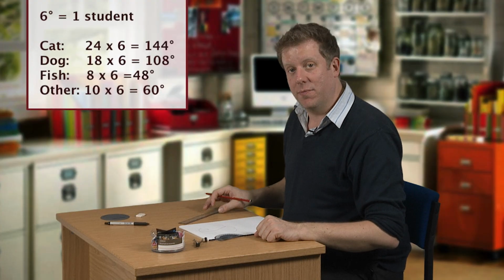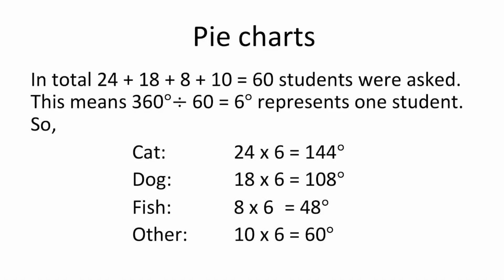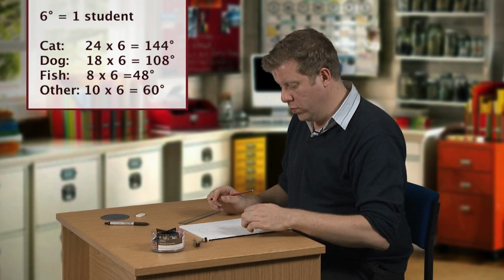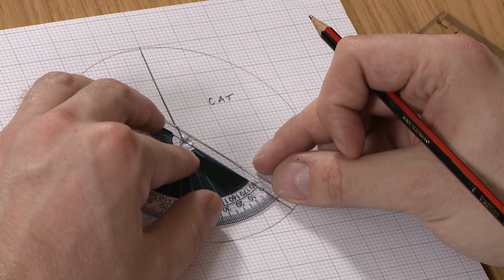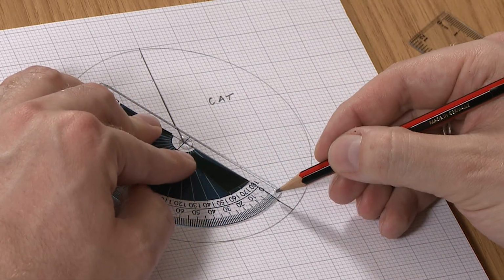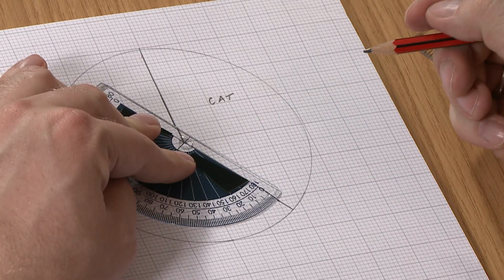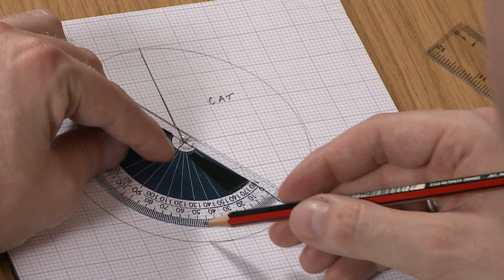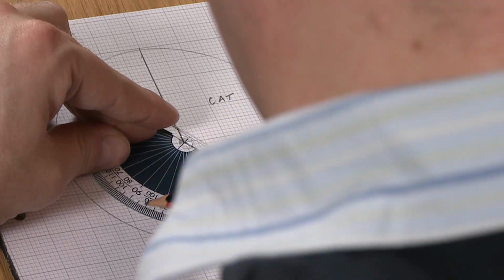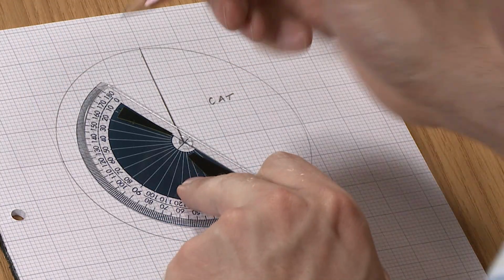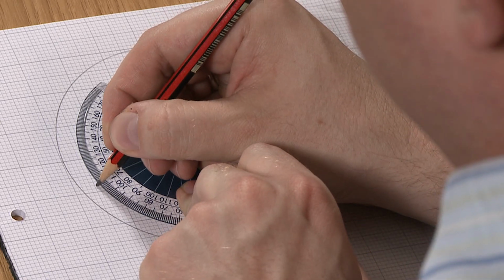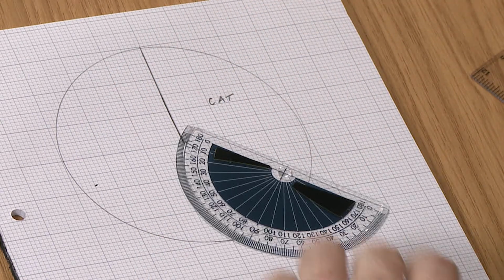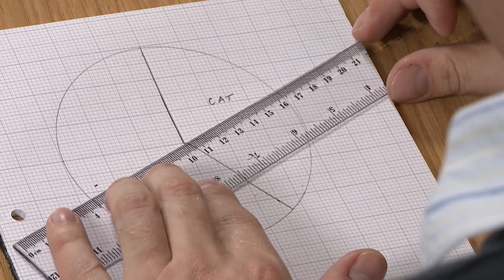Now we're going to do the same for the dog owners. Now they had an angle of 108 degrees. So bring the protractor round, remember centre on the origin, and make sure that 0 is in line with the line you've just drawn, and measure using the outside again, 108 degrees. So here's 100, and count 8 on from there, and put our little mark, and then do exactly as we did before.